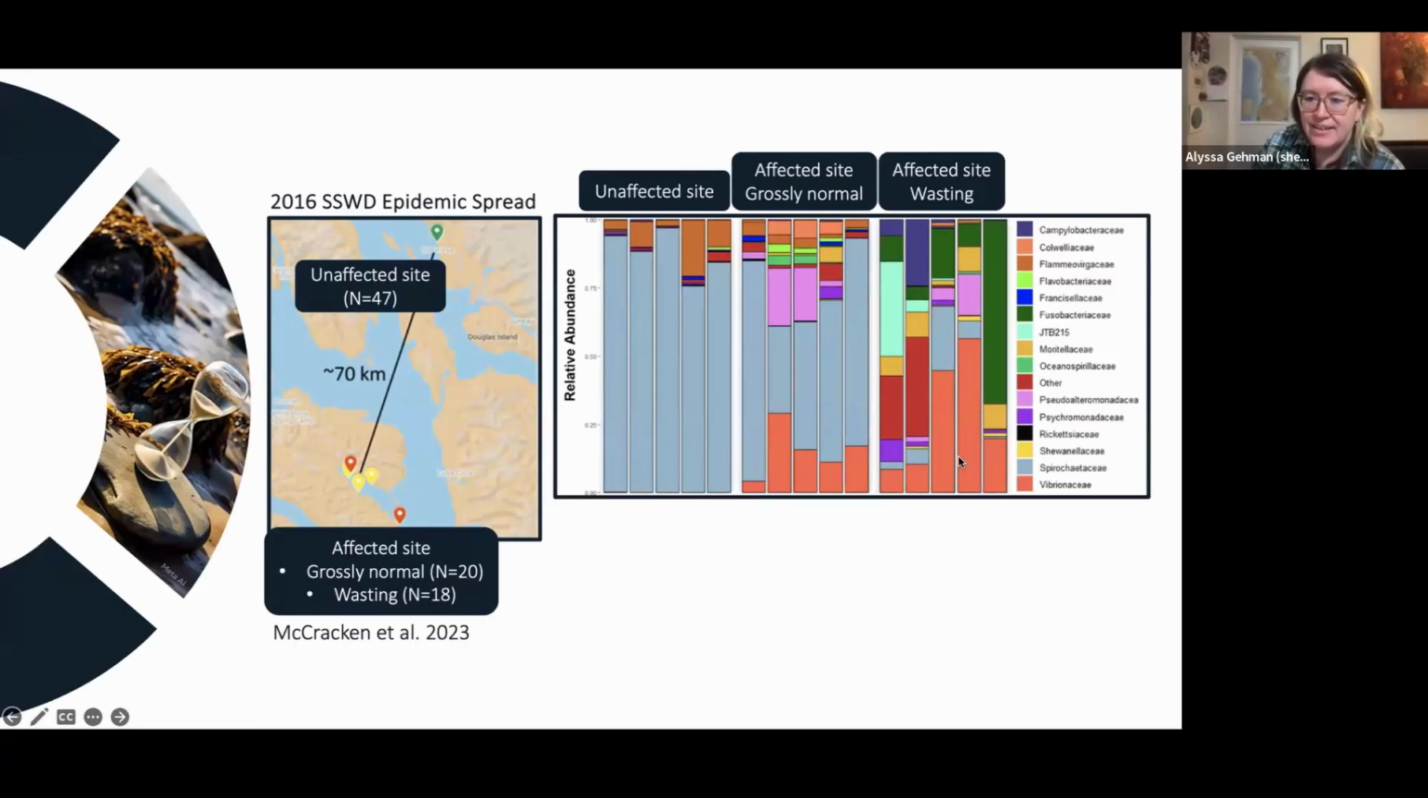The main thing to note is that from the affected site, both grossly normal and wasting animals had a lot of Vibrionaceae, so that's in this orange. Their data set didn't make it easy to get below that, but it was suggestive. Since we know VPEC is something we're interested in, we went in and queried this same data set.